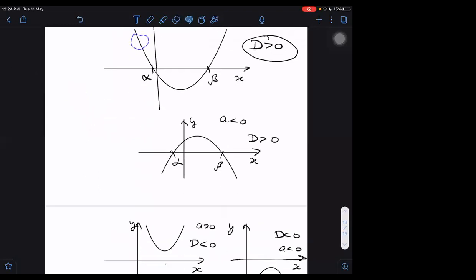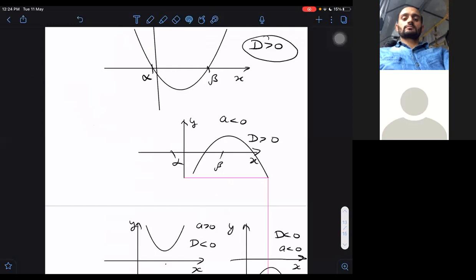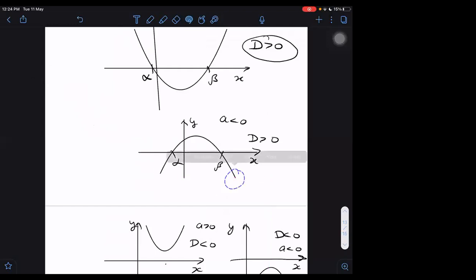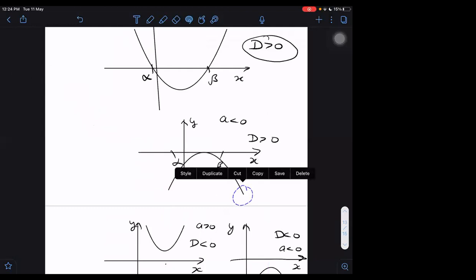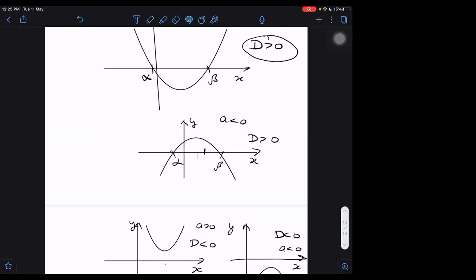Is it possible that this lies completely here? Yes. Then both roots will be positive. Sometimes one root may be positive, other may be negative. Sometimes there may be one common root. This is the example now. If it is just touching in one place, then in this case, discriminant will become zero. Both the roots are equal. Yes, if both roots are equal, then discriminant will become zero.